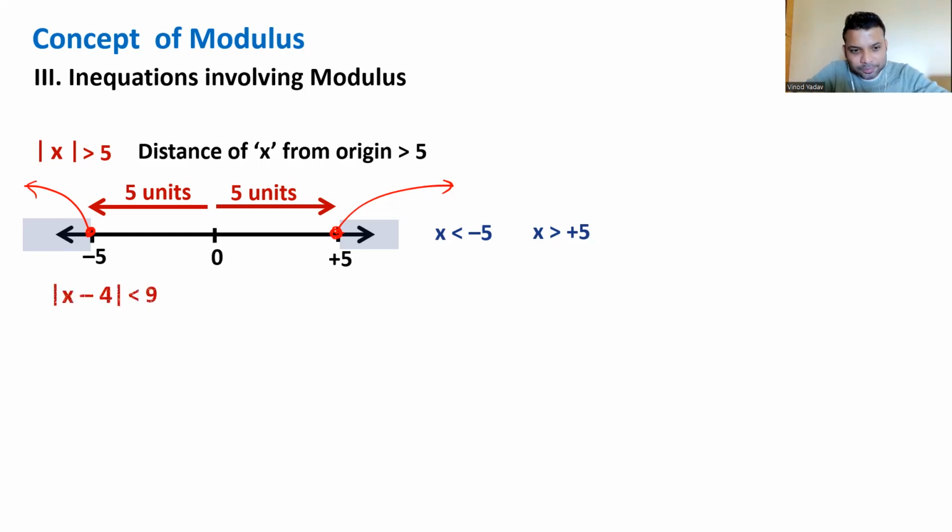Second example, mod of x minus 4 less than 9. Pause the video, try and solve on your own, at least through that definition logic, and then play the video to see the solution. Okay, so let's see the definition way. So mod of x minus 4 will open in 2 ways, right? When the inside value is non-negative and when the inside value is negative.